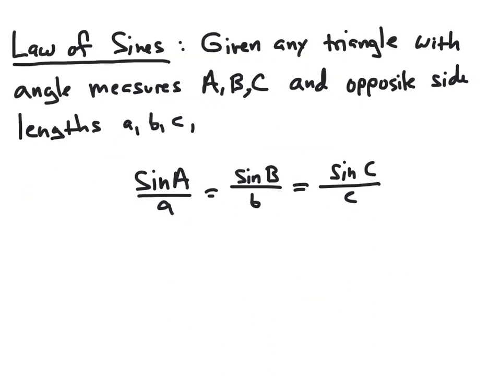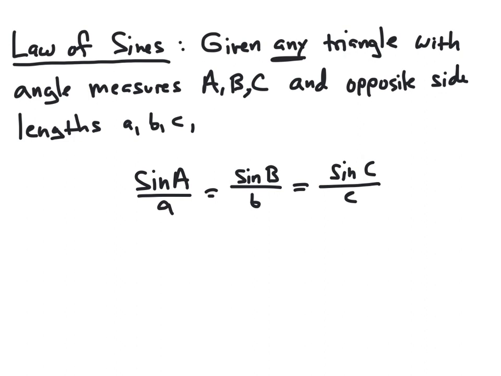So our formal statement of the law of sines is this. Given any triangle, emphasis on the word any, given any triangle with angle measures A, B, and C, and opposite side lengths lowercase a, b, and c, we get that the sine of angle A divided by a, the sine of B divided by b, and the sine of C divided by c are all equal expressions.